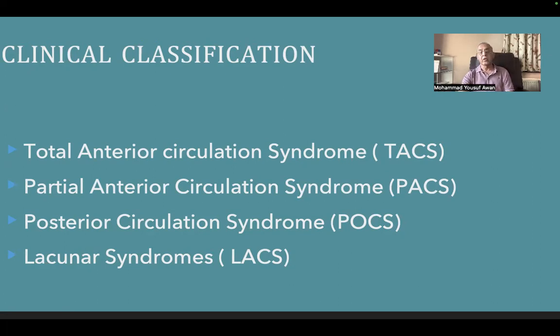So total anterior circulation syndrome is where both main internal carotid arteries are involved, affecting both the territories of the anterior cerebral circulation and the middle cerebral artery circulation. Posterior circulation syndrome is when the vertebrobasilar system is involved, and lacunar syndrome is when small branches of any of these major arteries are affected.